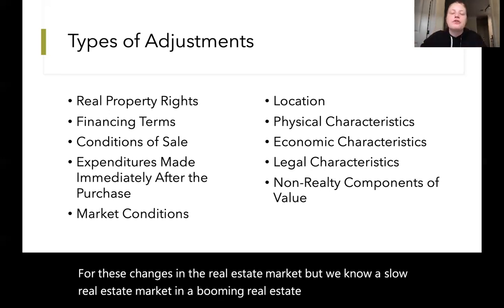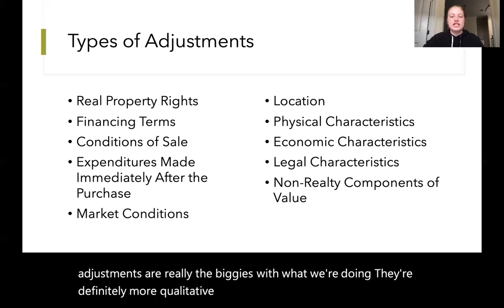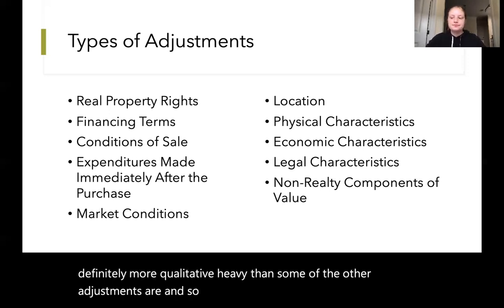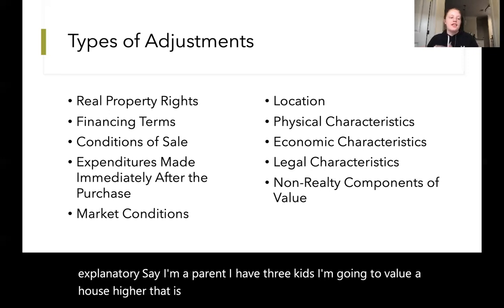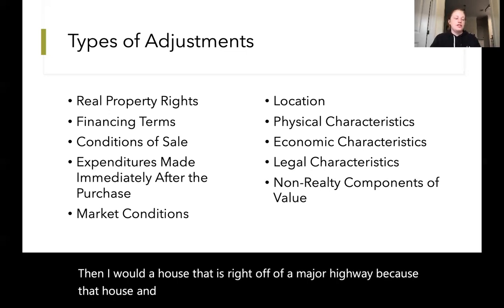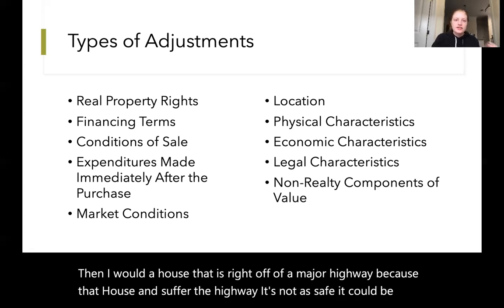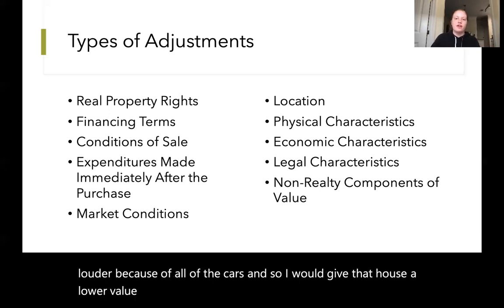So the next two adjustments are really the biggies with what we're doing. They're definitely more qualitative heavy than some of the other adjustments. The first one is location. This is pretty self-explanatory. Say I'm a parent, I have 3 kids. I'm going to value a house in a cul-de-sac higher than a house that is right off of a major highway, because that house is off of the highway, it's not as safe. It could be louder because of all of the cars. And so I would give that house a lower value, or I wouldn't pay as much for that house.